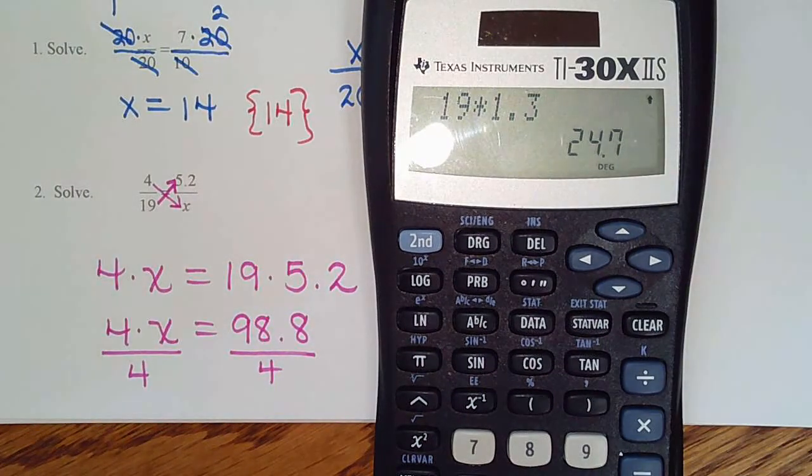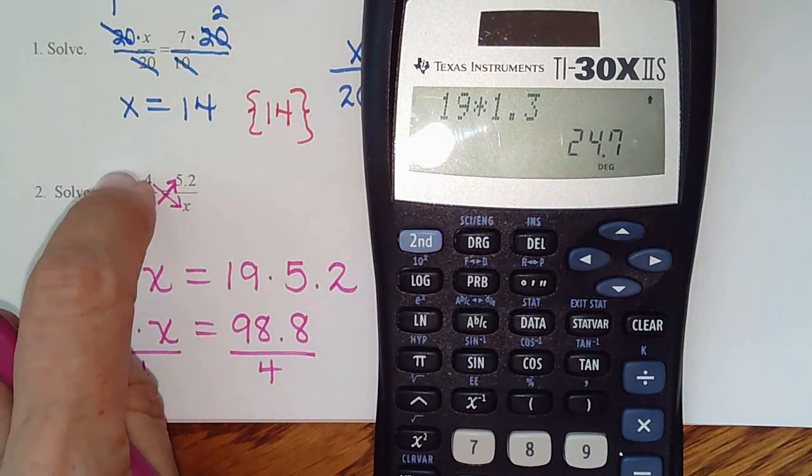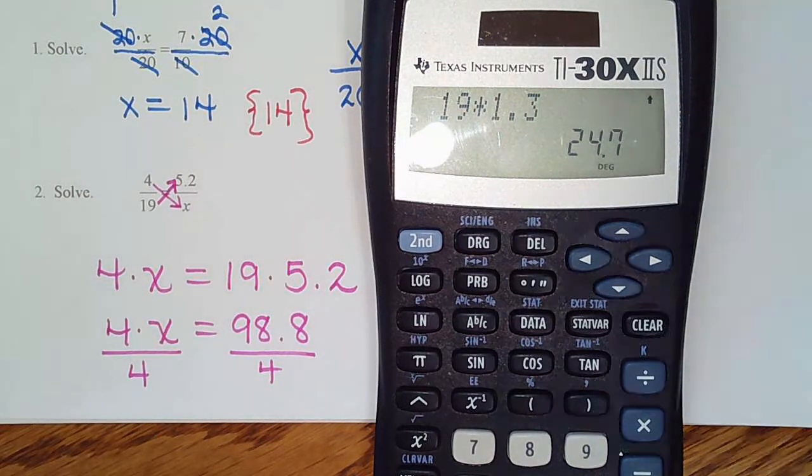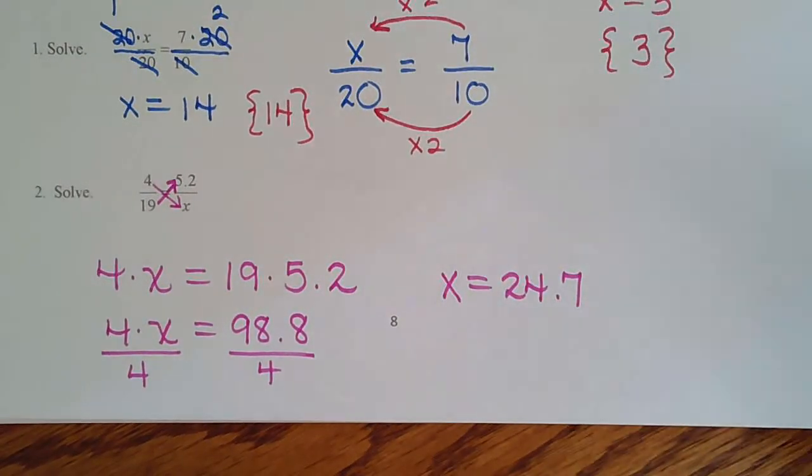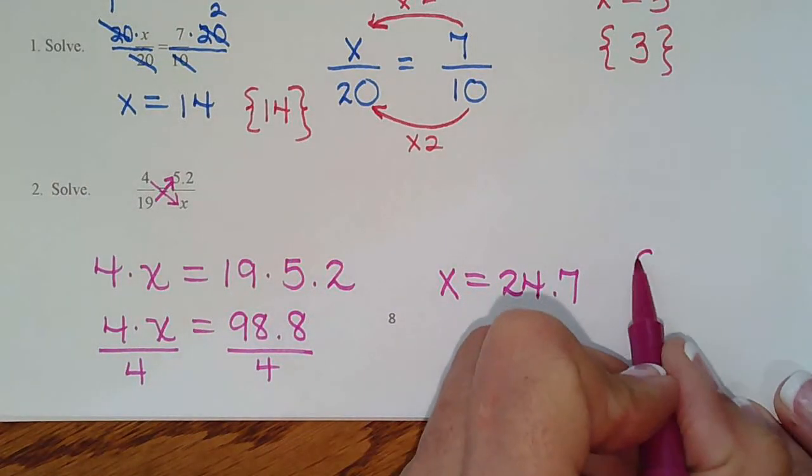So just a different way. And you could have also done LCD times 19x times 19x. So many ways to do the same problem. Okay, so do what's in your comfort zone. So 24.7 it is.